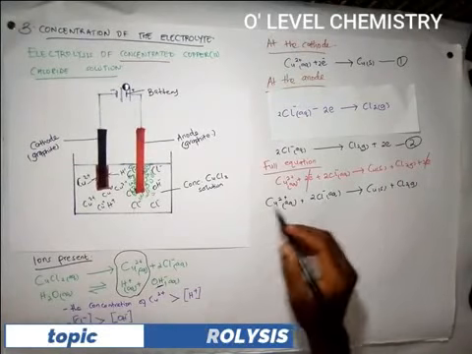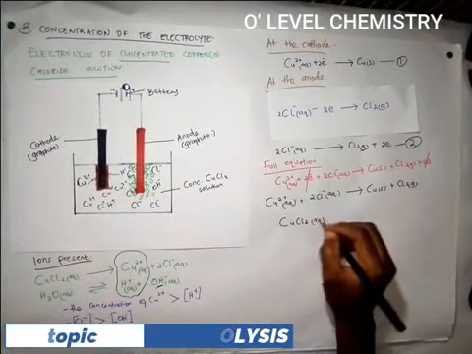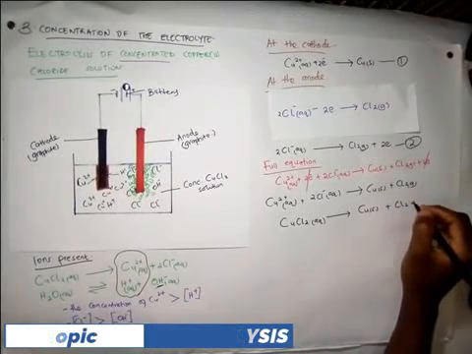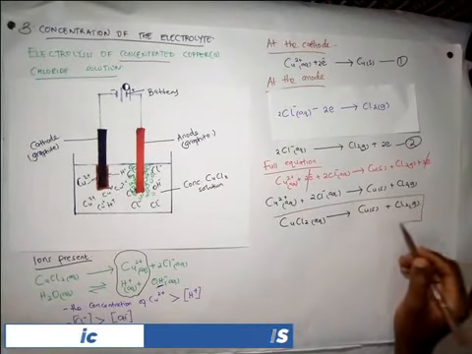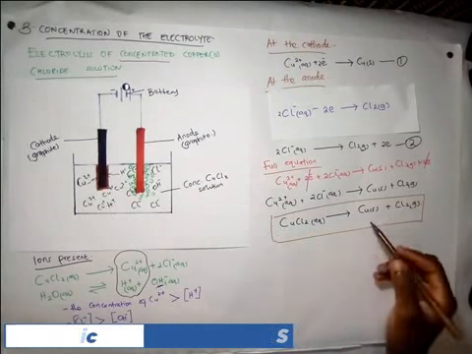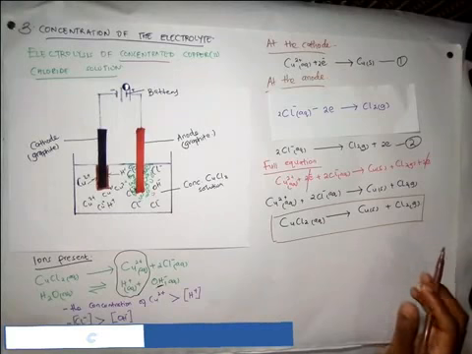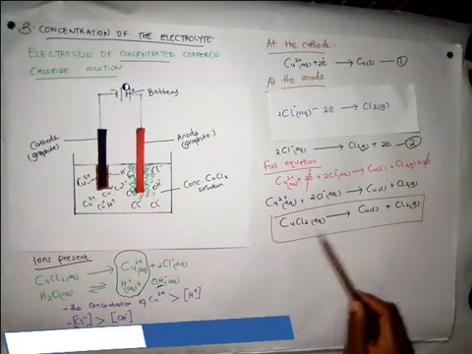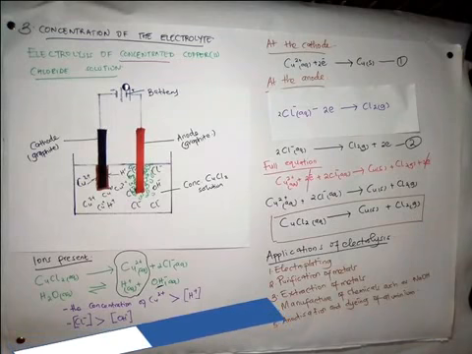So we can add this up, giving us copper 2 chloride aqueous, giving us copper solid plus chlorine gas. So we discover that this reaction cannot occur spontaneously. Copper 2 chloride cannot give us copper solid and chlorine gas just like that. We have to induce the reaction by electric current so that it can give us copper solid and the chlorine gas. So we can talk about the applications of electrolysis.